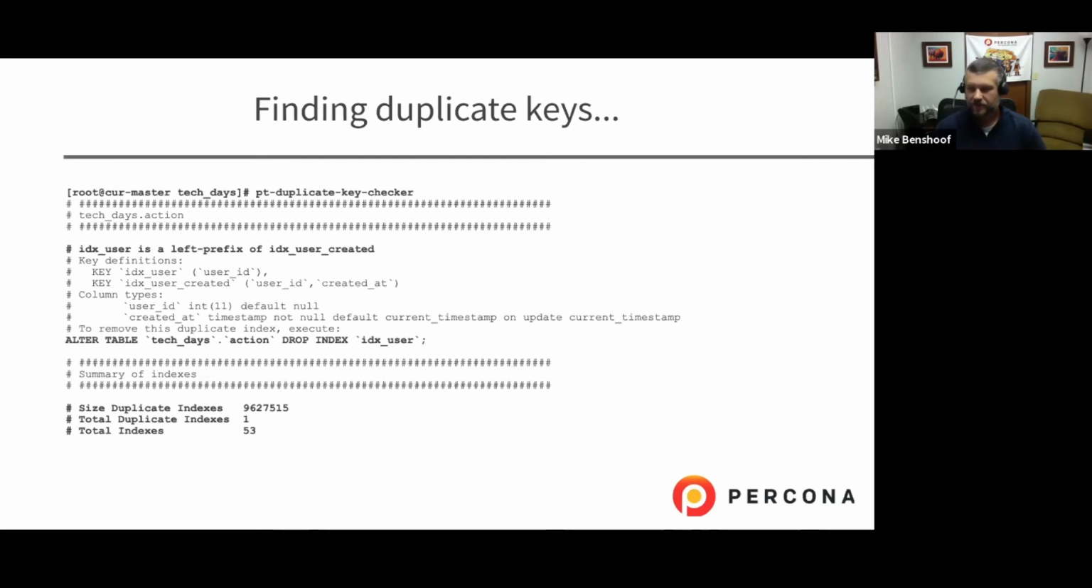So if I use a query with user ID, I can use the one that's composite because it's the leftmost. It will give me the alter statement to drop that index, and also a summary of the number of duplicate indexes and the size overhead that I'm seeing from that. So that's a great tool to quickly identify those.